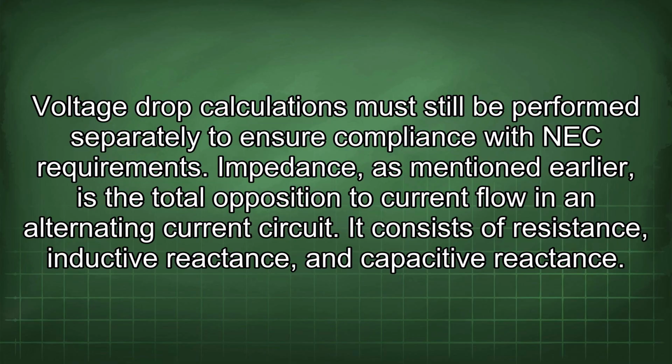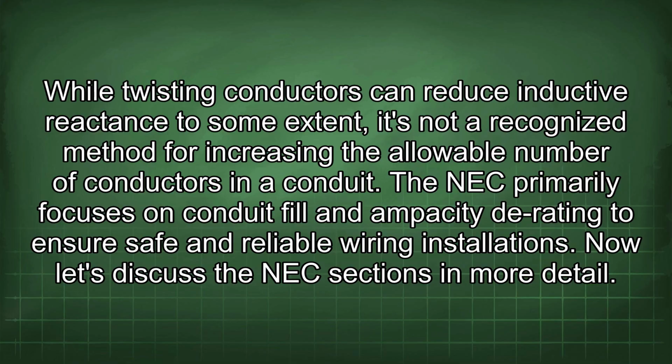Impedance, as mentioned earlier, is the total opposition to current flow in an alternating current circuit. It consists of resistance, inductive reactance, and capacitive reactance. While twisting conductors can reduce inductive reactance to some extent, it's not a recognized method for increasing the allowable number of conductors in a conduit. The NEC primarily focuses on conduit fill and ampacity derating to ensure safe and reliable wiring installations.